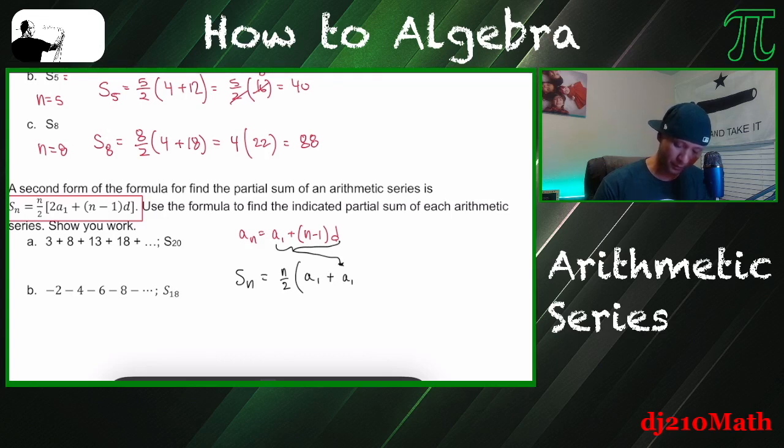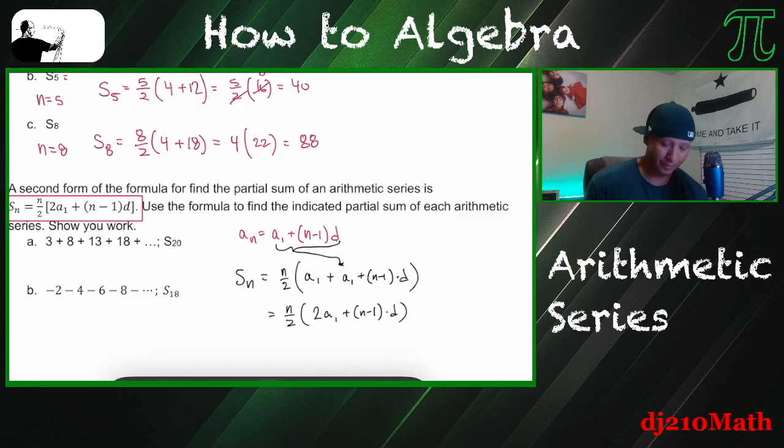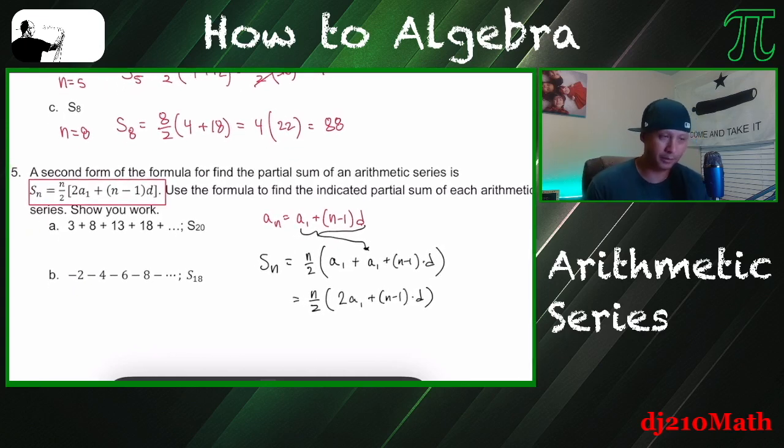This is going to be a sub 1 plus n minus 1 times the common difference. So now notice, combining the like terms, n over 2, a sub 1 plus a sub 1, that's just 2a sub 1 plus n minus 1 d. Now you won't have to do this every time because you're just going to have the go-to formula ready for you. You don't have to derive it every time, but I'm just showing you where the formula comes from. It's from combining the two definitions.